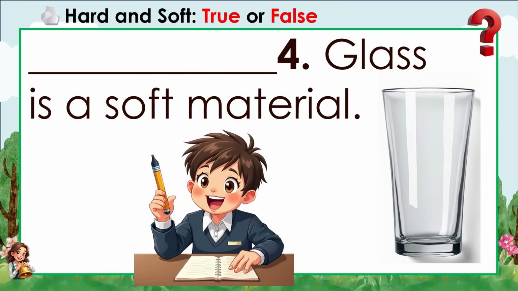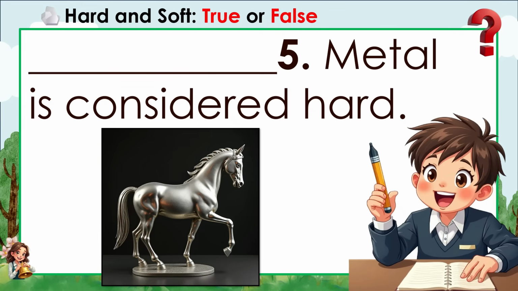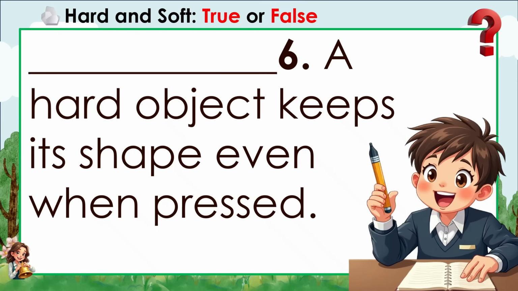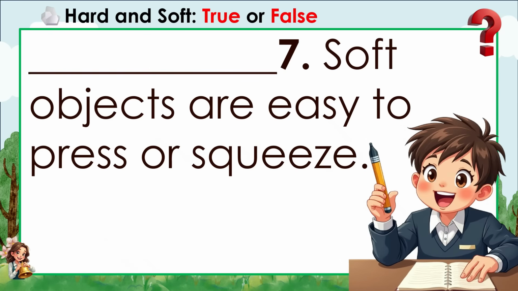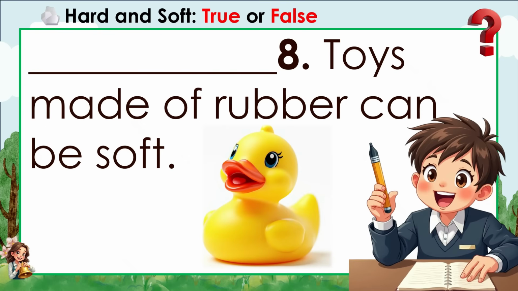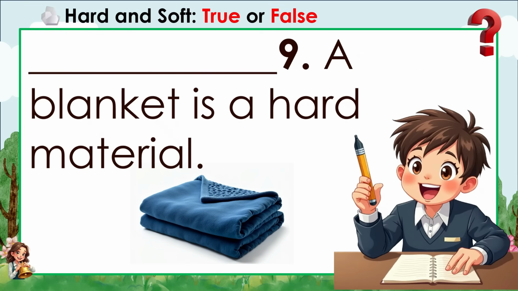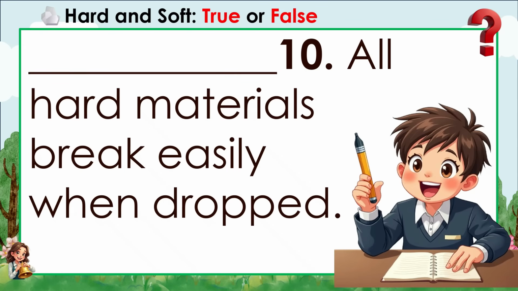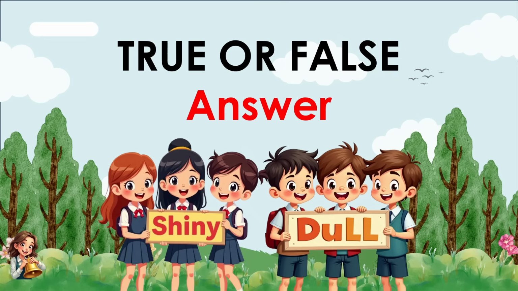4. Glass is a soft material. False. 5. Metal is considered hard. True. 6. A hard object keeps its shape even when pressed. True. 7. Soft objects are easy to press or squeeze. True. 8. Toys made of rubber can be soft. True. 9. A blanket is a hard material. False. 10. All hard materials break easily when dropped. False.